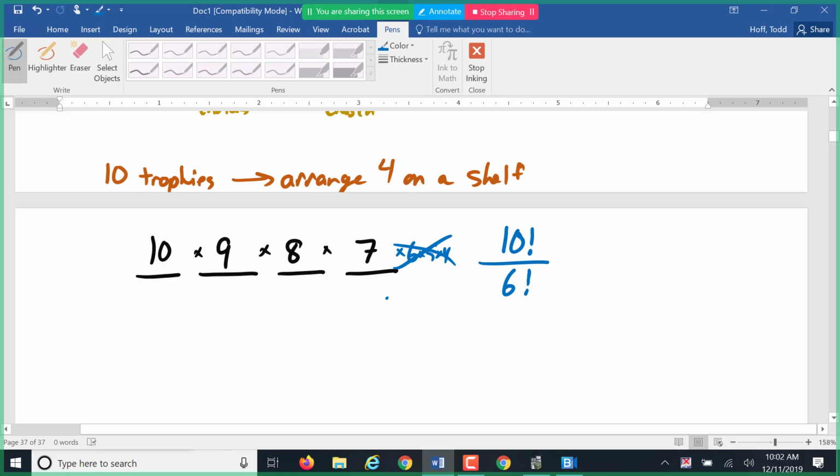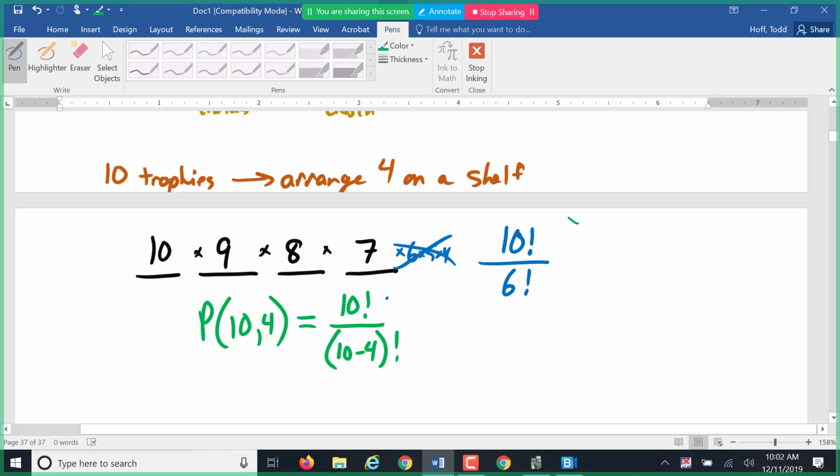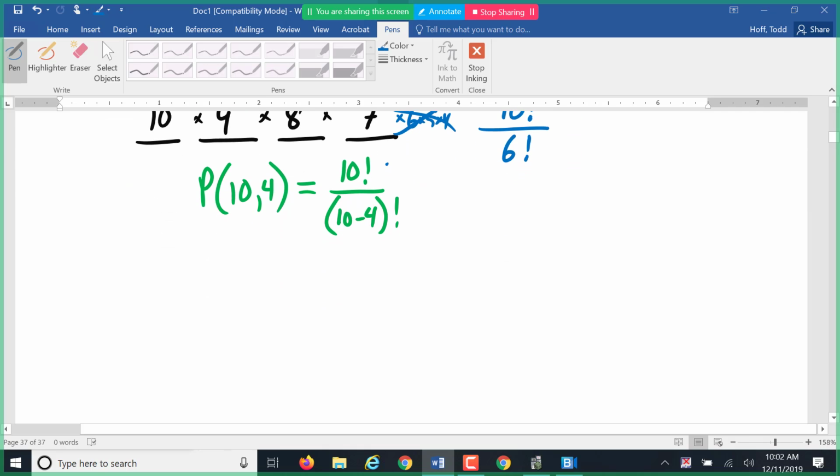Well, this is a permutation of 10 things where we're only choosing 4 of them. That's 10 factorial, and the 6, I'm going to write it as 10 minus 4 factorial. So the formula, as we saw last class, for a permutation of n things where we're going to use r of them is n factorial over n minus r factorial.